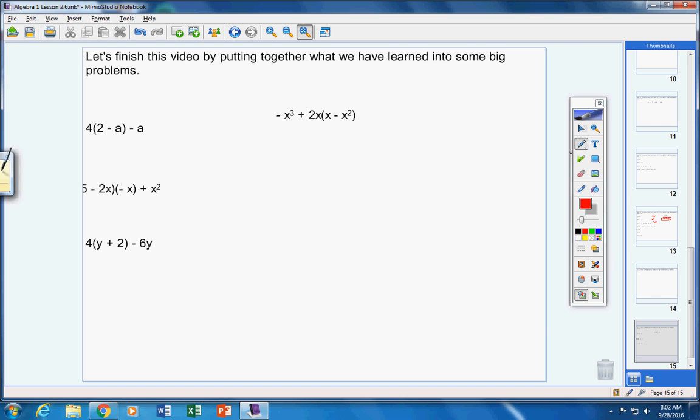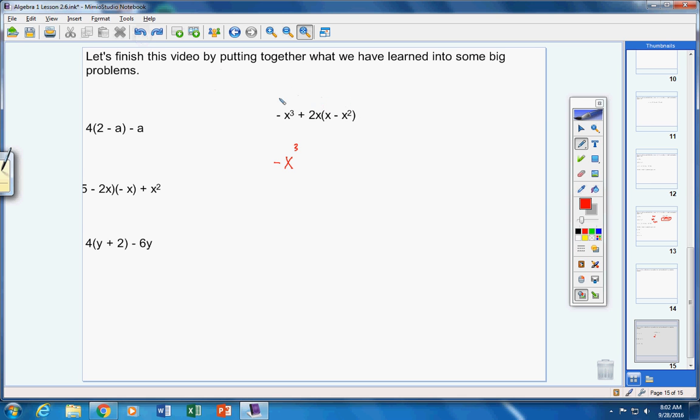Okay, let's simplify this expression now. Here's a negative x cubed. It's all by itself out here. It's not being multiplied times anything. We can go ahead and just bring that down if we want to. Now, I've got a positive 2x right next to a parenthesis. This positive 2x is going to be multiplied through the parentheses, okay?